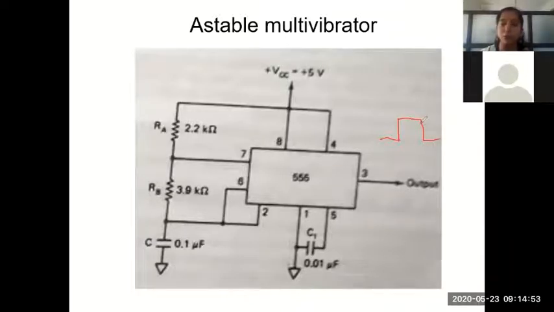Unlike the monostable multivibrator, in the monostable, the 0 state was considered as the stable state. The 1 state was considered as the semi-stable or quasi-stable. Whereas in astable multivibrator, the 0 state as well as 1 state, both are quasi-stable or semi-stable states. None of them are stable states. Please remember that.